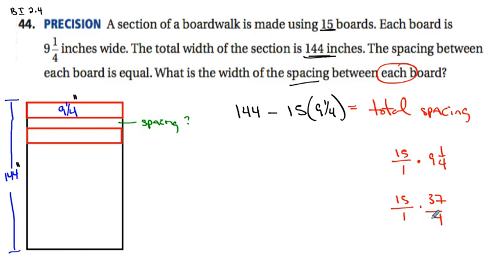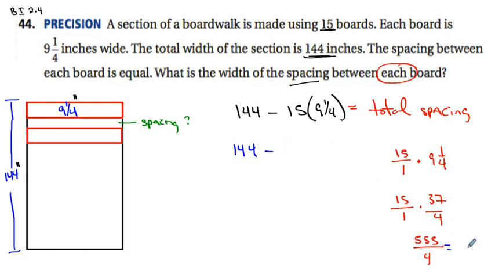Well, nothing happens to simplify here, so that's not going to make life that much easier. So we're really going to get 555, right? 15 times 37 is 555, and 1 times 4 is just 4. So now I have 144 minus 555 over 4, and I'm going to convert this into a mixed number.